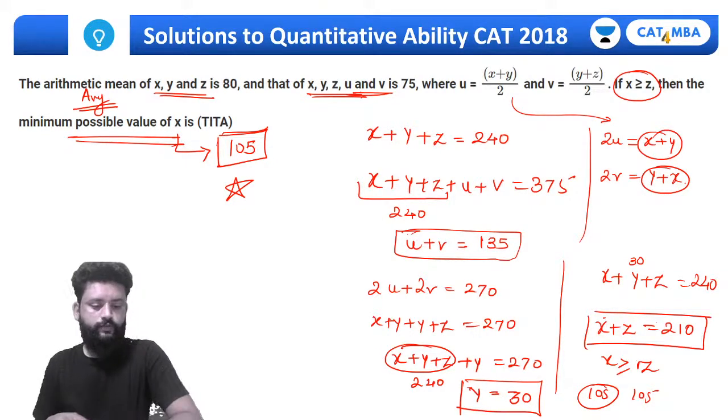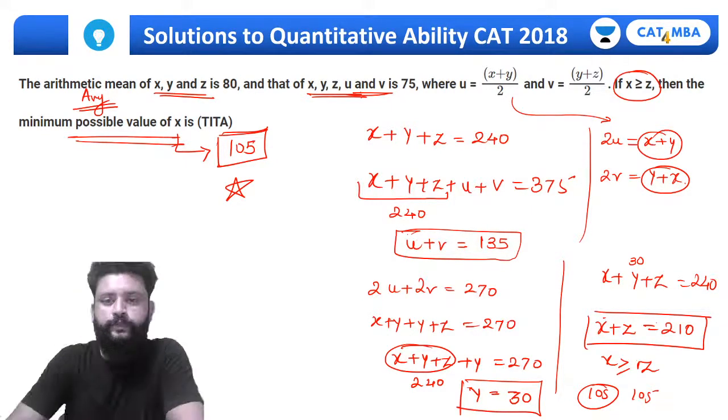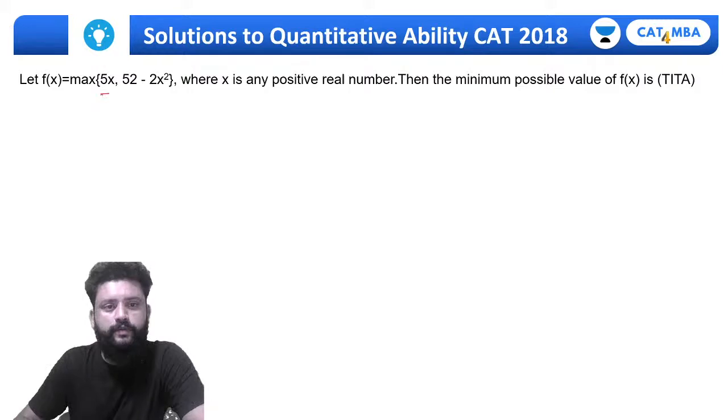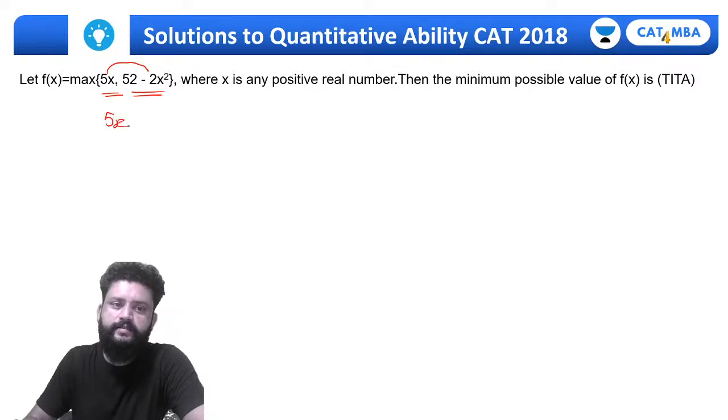Okay, not an issue. Good to go. So let's quickly finish a few more questions for the day. F of x is the maximum of these. Okay, of these two, whichever is the maximum, both of these depend on x. 5x depends on x and 52 minus 2x², how much this will come, this also depends on x.